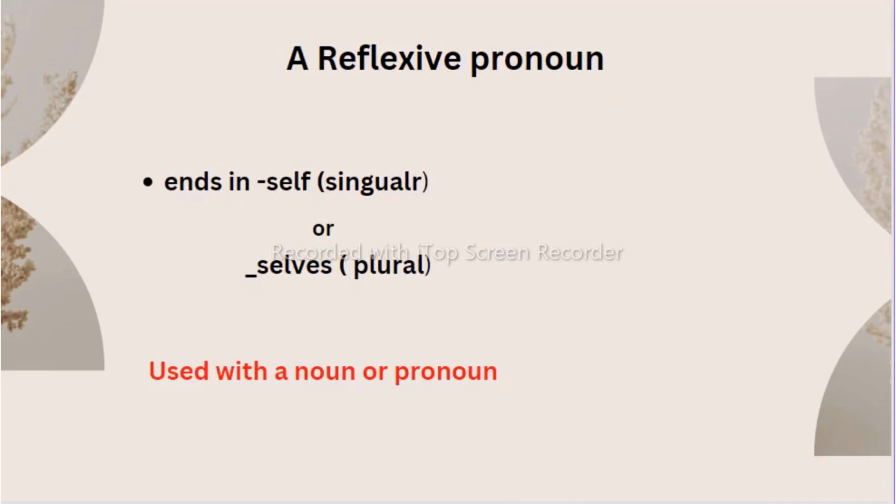A reflexive pronoun ends in self, which is singular, or selves, which is plural. As you can see here, a reflexive pronoun ends in self when we are talking about a single person, and it will end in selves when we are talking about plural. And it is used with another noun or pronoun when something does something to itself. And there are 8 reflexive pronouns. Let's take a look at this.